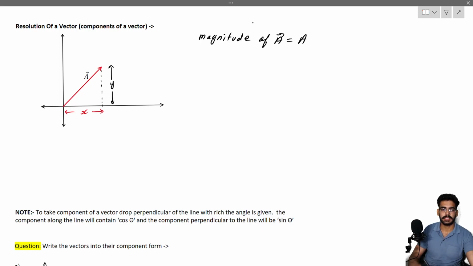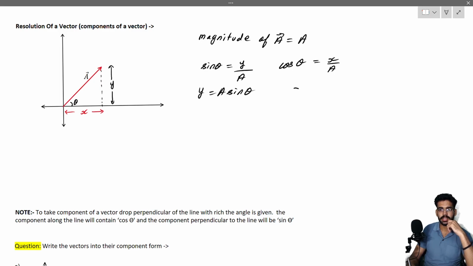So from this triangle I can say, if I assume that this angle, which it is making with the x-axis, is theta, what can I write from here? Sin theta is y by A, and cos theta is x by A. So from here y is equal to A sin theta and x is equal to A cos theta. This I can write, right.